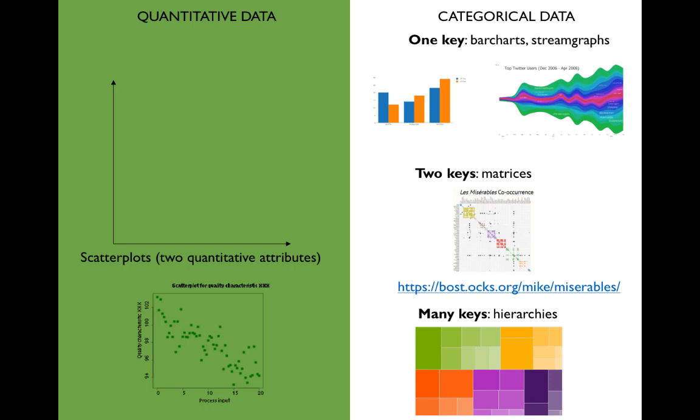You can use matrices, which we'll take a look at. If you have lots of different keys, so we want to look at a whole bunch of different attributes at once, you could do things like hierarchies, and we'll take looks at examples of all of these going forward. But the point is, in tabular data, you can have many different values, you can have many different keys, and your values can be quantitative or categorical.